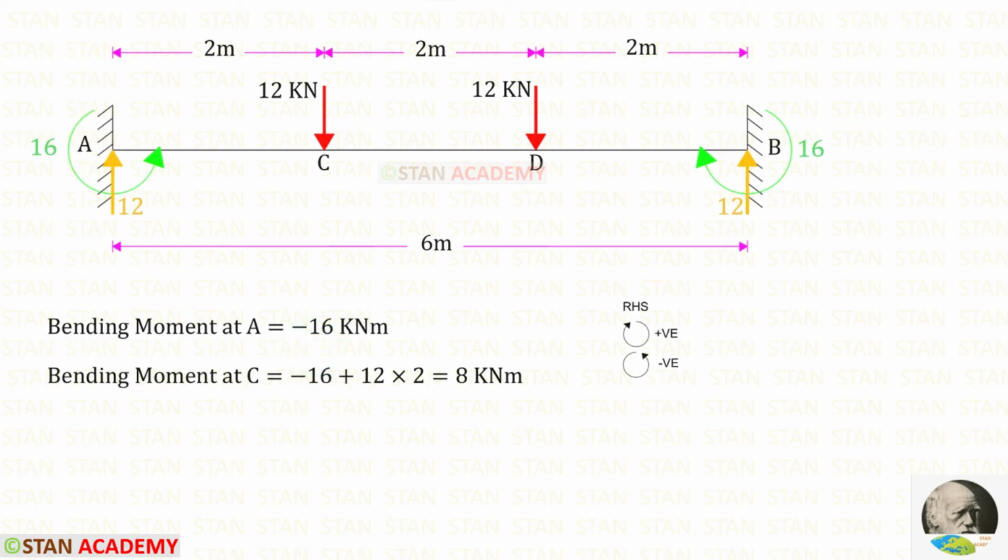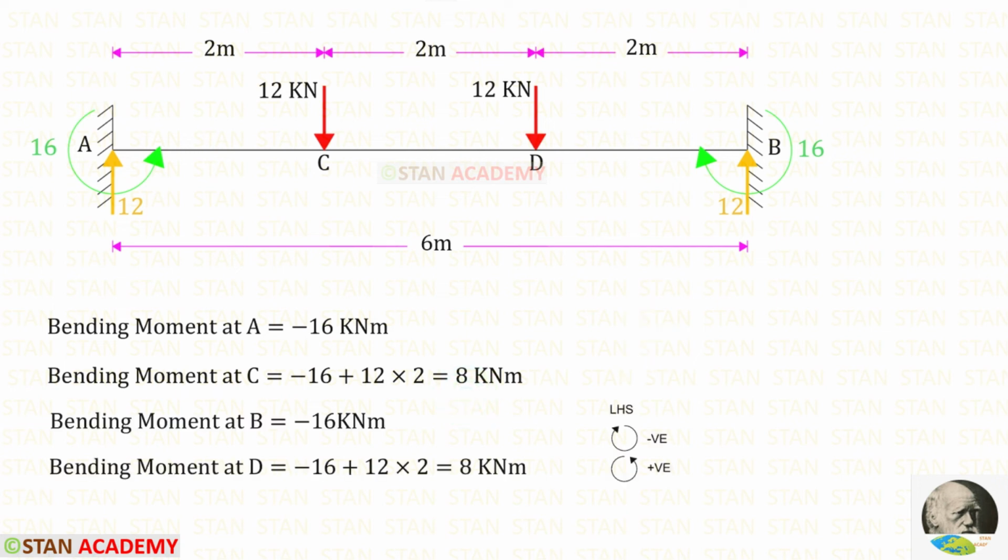Let us find the bending moment in the point C. MA is acting in the anti-clockwise direction, so that it will be negative, and RA is acting in the clockwise direction, so that it will be positive, and the distance is 2. Finally, for the bending moment at C, we are getting 8.